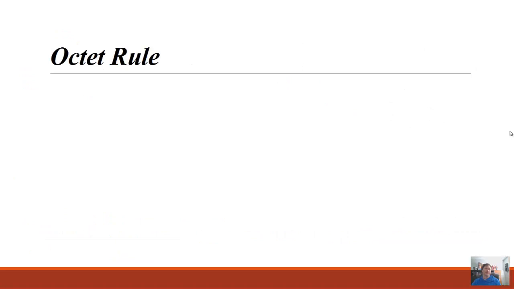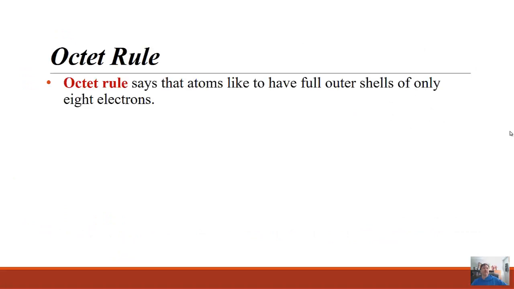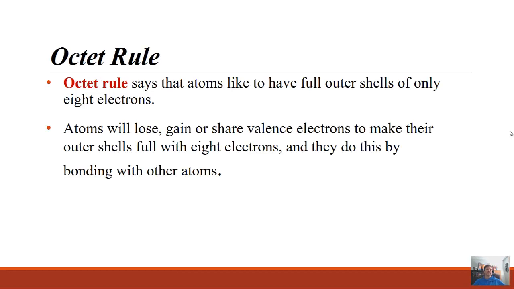Going back really quick, let's talk about the octet rule. Remember, the octet rule says that atoms like to have a full outer shell of 8 electrons. They want to look kind of like their nearest noble gas. So atoms tend to gain, lose, or share valence electrons to make this happen. Well, we're talking about molecules, so they're going to be sharing. Ionic compounds will be transferring.